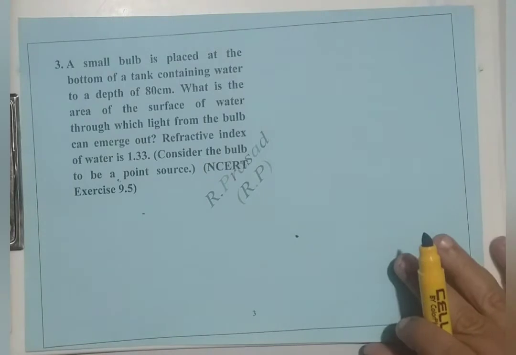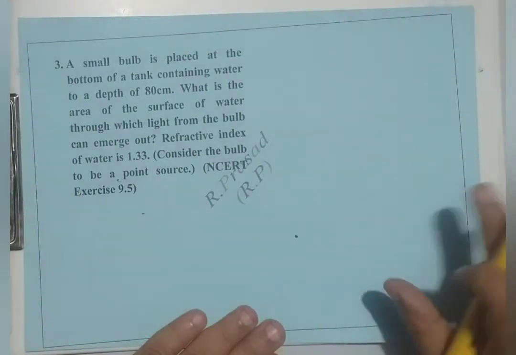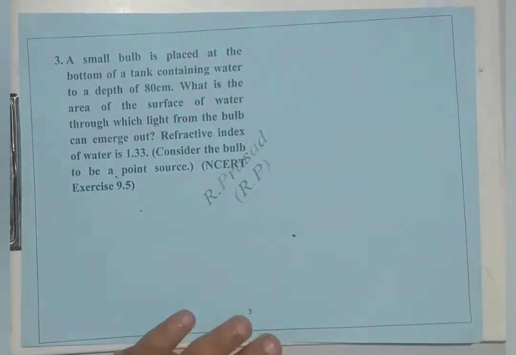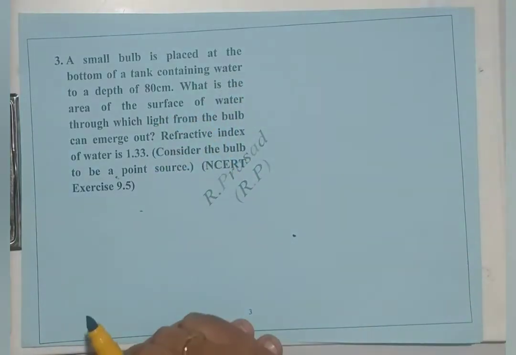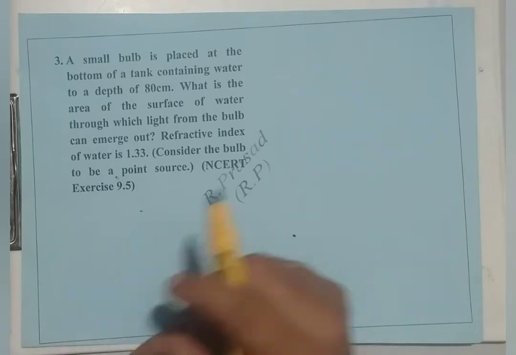So going for question number 3, we read: a small bulb is placed at the bottom of a tank, this is also an NCERT exercise problem, containing water to a depth of 80 centimeter. What is the area of the surface of water through which light from the bulb can emerge out? Refractive index of water is 1.33. Consider the bulb to be a point source.